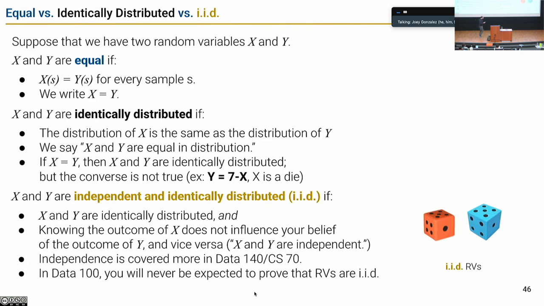Let's talk about with replacement. So I pull someone from the class. I go, what did you get on the midterm? Okay. Put them back, and I pull another person from the class. Say, what did you get on the midterm? So they're independent, because let's say I do this process in a proper way, so they're completely separate draws. Are they identically distributed?